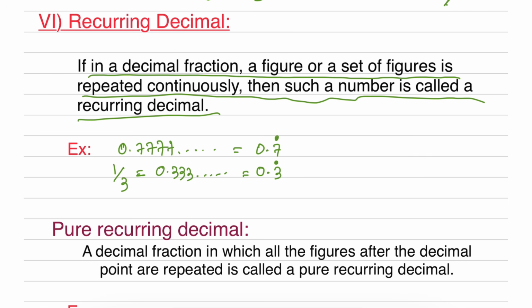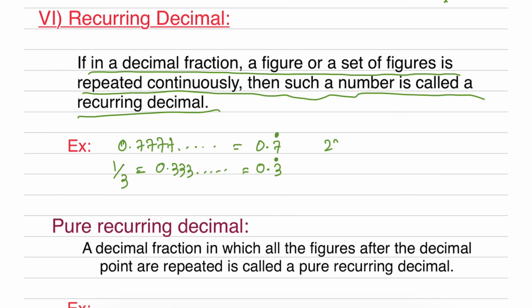If so many numbers are repeating, see the pi value 22 by 7 equal to 3.142857. Again it is 142857. So this is repeating again. So we can write it as 3.142857 and above that write one bar. Means it says that these numbers are repeating again.